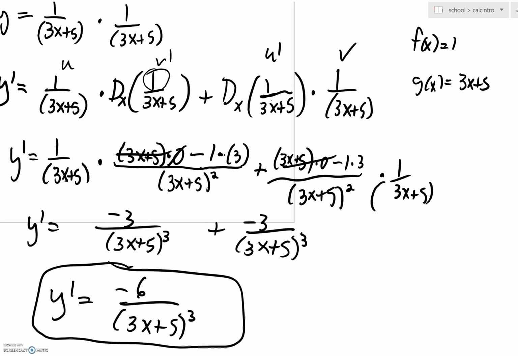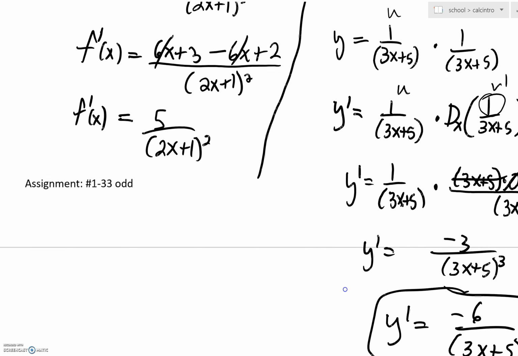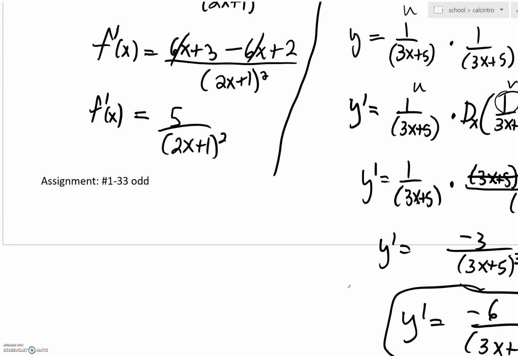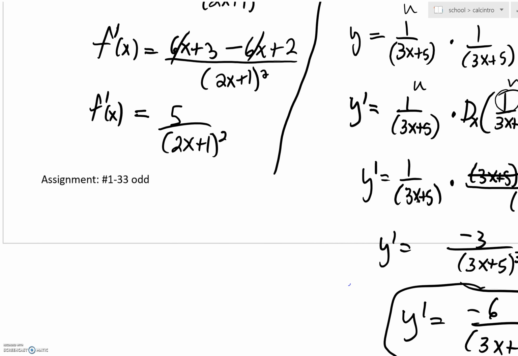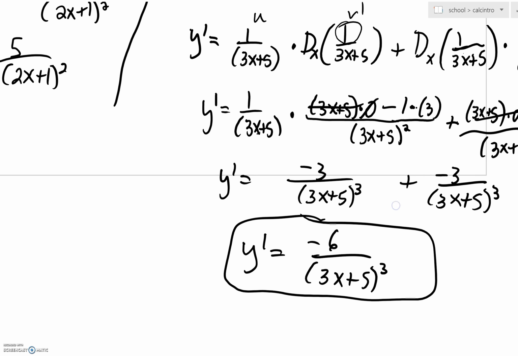Combine your like terms. Okay, so our homework is going to be on the worksheet that we're providing, and I'll put that up on the Google Classroom too, 1 through 33, the odds.